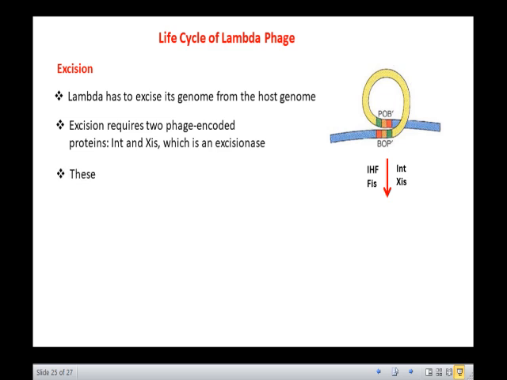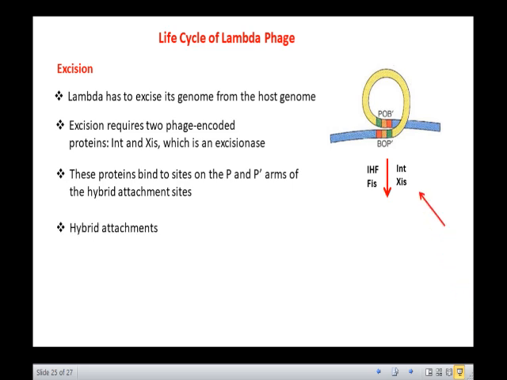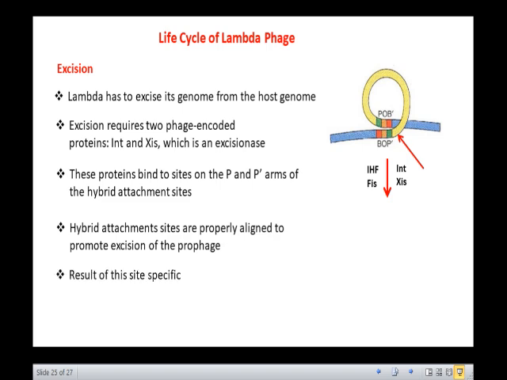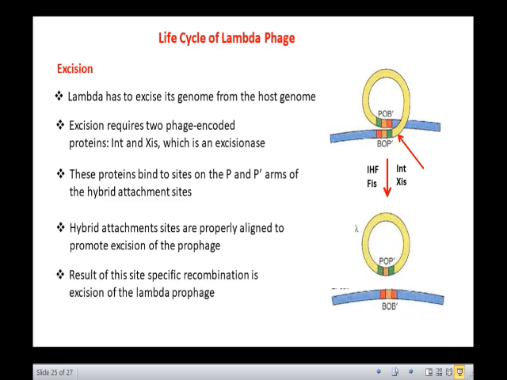All of these proteins bind to the sites on the P and P' arms of the hybrid attachment sites, forming a complex in which the central conserved 15 base pair elements of the hybrid attachment sites are properly aligned to promote excision of the prophage. The result of this site-specific recombination is excision of the lambda prophage and regeneration of the original attP and attB sites on the phage and bacterial chromosome respectively.